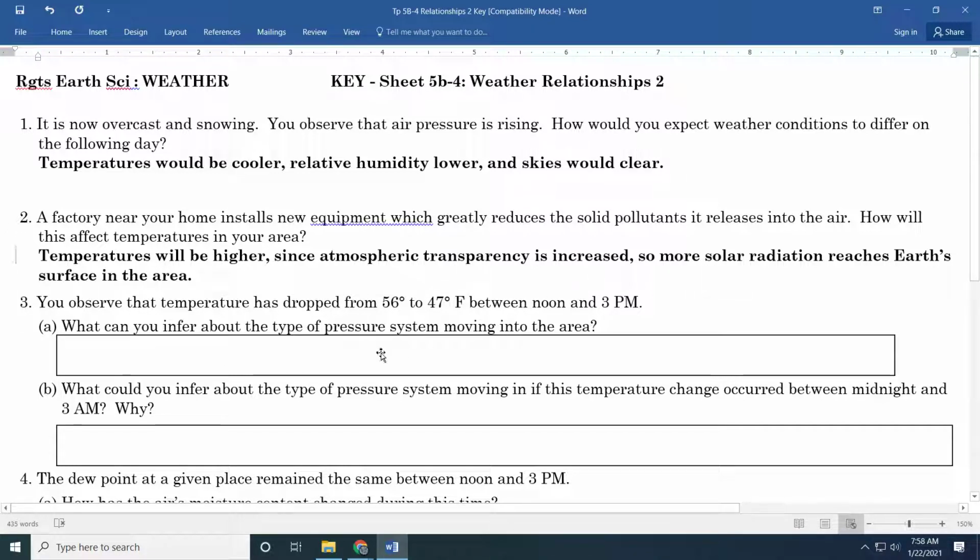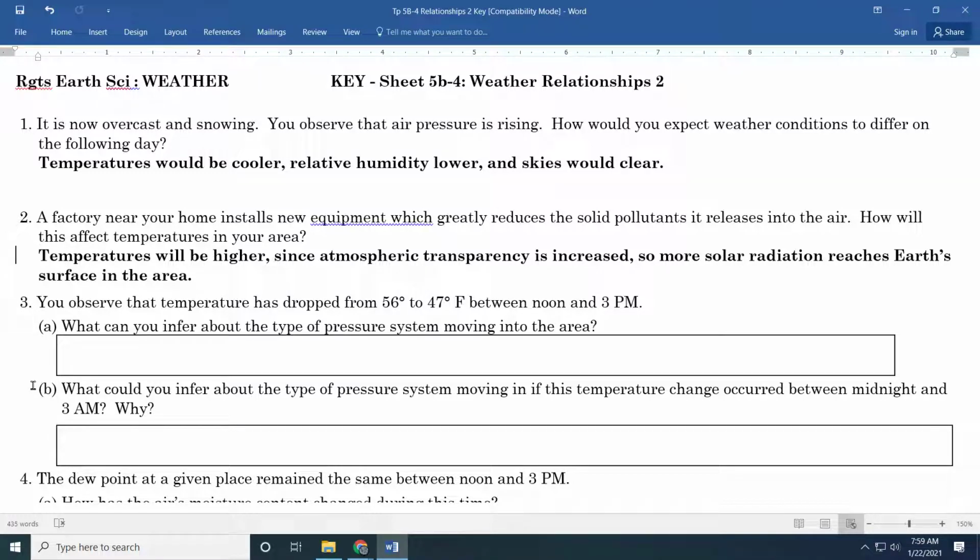So there's number two. And number three, you observe that the temperature has dropped from 56 down to 47 between noon and 3 p.m. What can you infer, what educated guess can you make about the type of pressure system moving into the area? So the numbers, let's look at the numbers again. 56 to 47, so it cooled down a significant amount, 9 degrees, and it did this between noon and 3 p.m. That's the part that should kind of set off alarm bells for you.